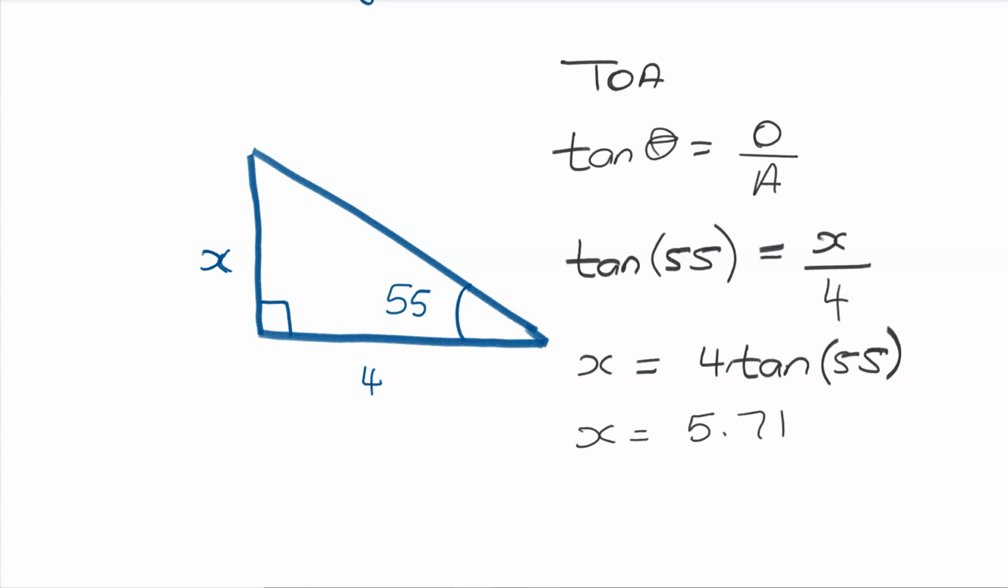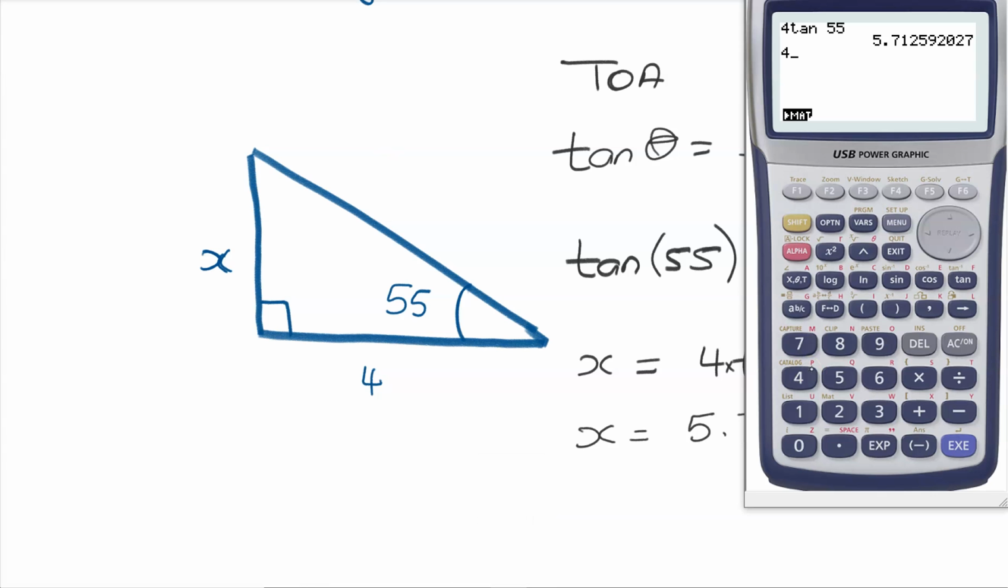Just remember this is pretty much saying 4 times tan 55. So if you want, you can write that as 4 times tan 55. Remember that angle is attached to the tan, so you're not multiplying that 55 with the tan, it's attached to that angle. So again, you get the same answer there.